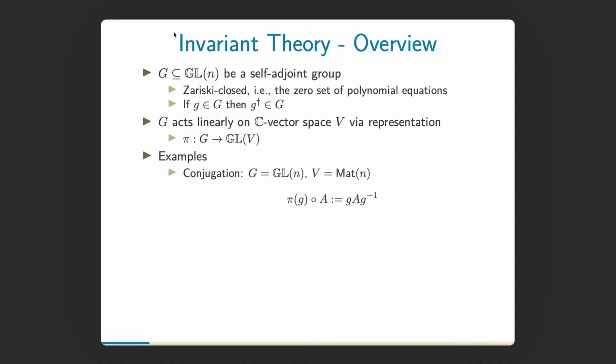Great. So the example I wanted to have in mind for the whole talk, which is the example that I'm going to work on, is something everyone loves, right? Conjugation. So my group is just GLN. My vector space is the space of all complex n by n matrices, okay? And my action is just multiplying A by G inverse. That's it. Sounds good? Yeah?